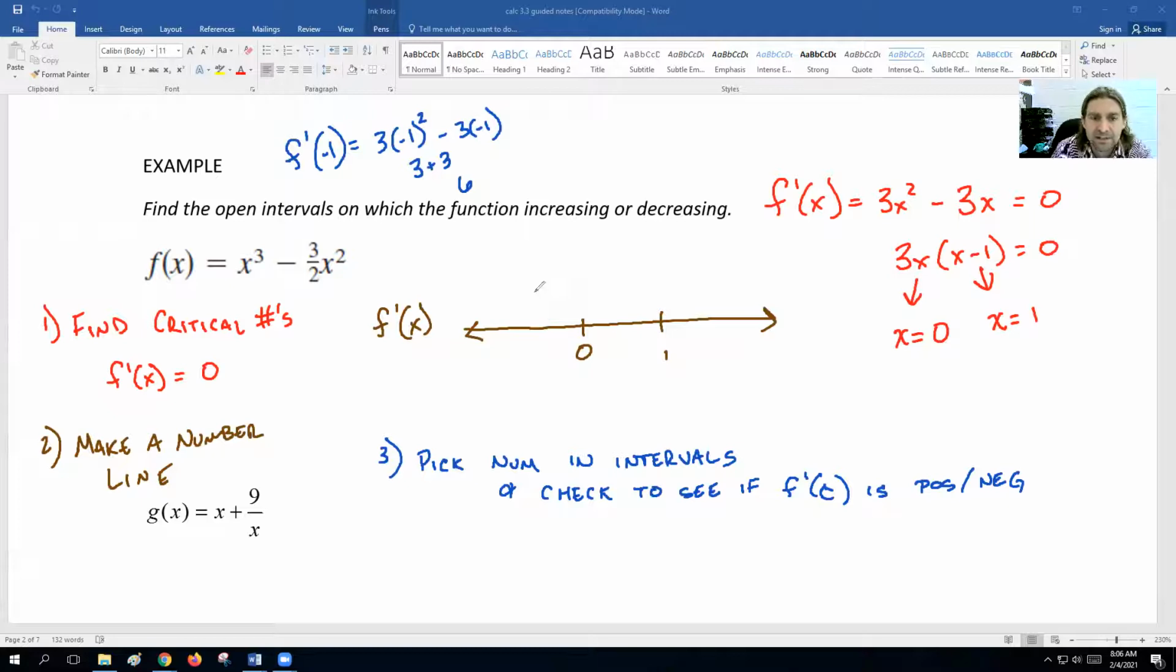6 is a positive number. So that means everything on this graph between negative infinity and 0 is a positive derivative. Means the graph would be going up.